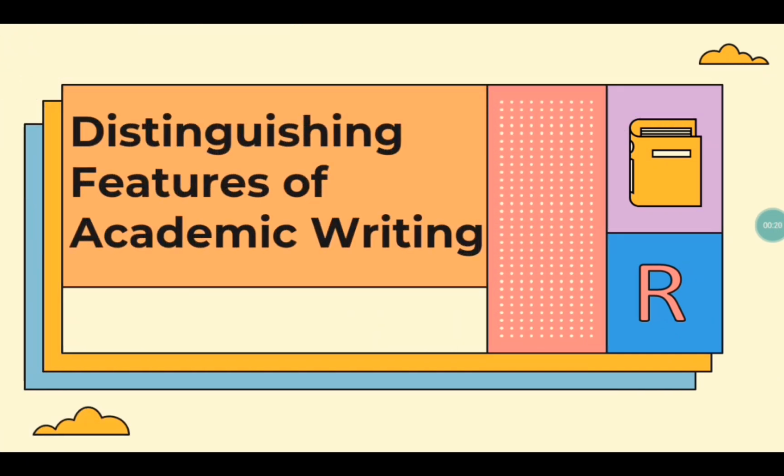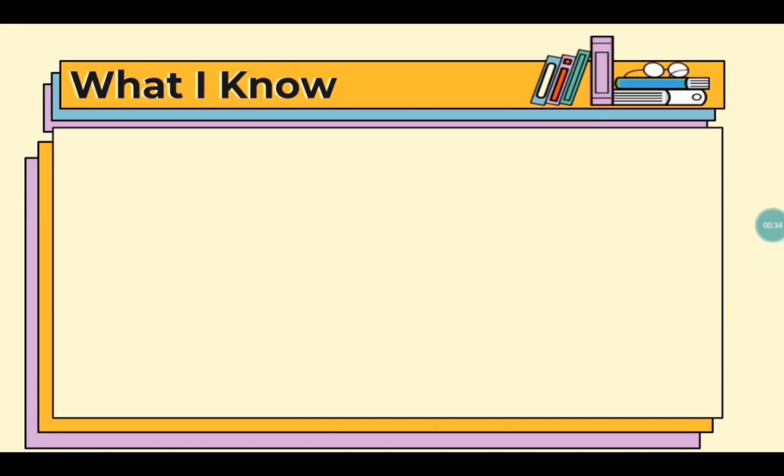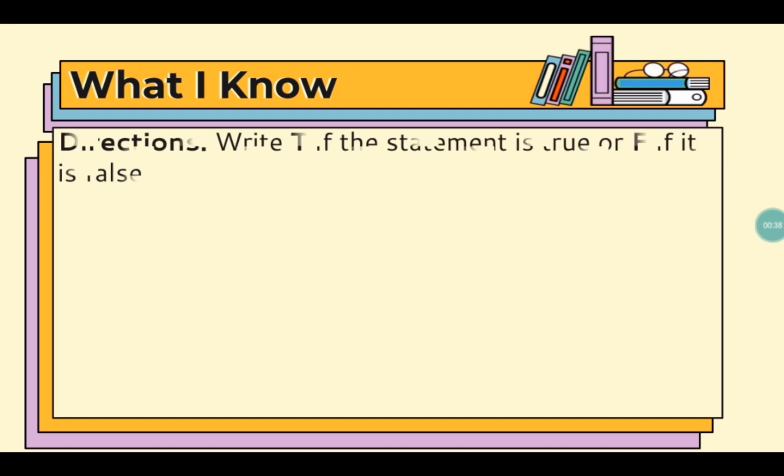Today, we will have the topic Distinguishing Features of Academic Writing. This is included in Quarter 4, Module 1. Let's start with a pre-assessment. Let us find out what you already know about academic writing.